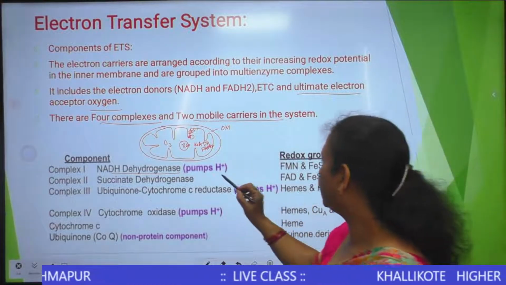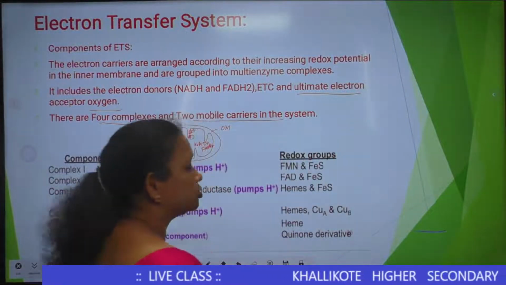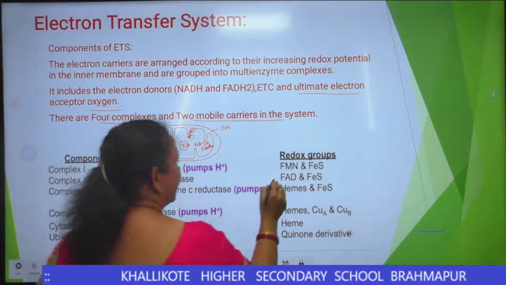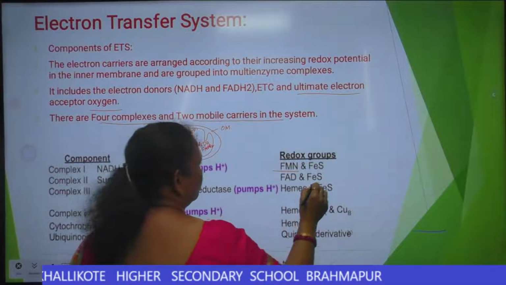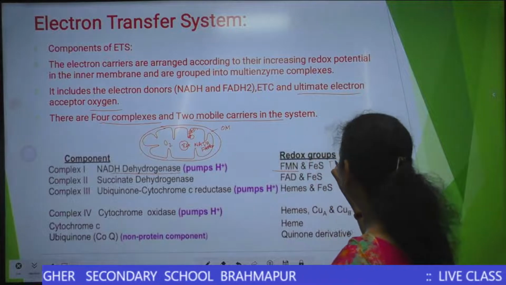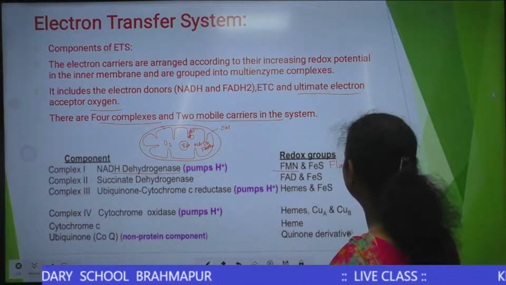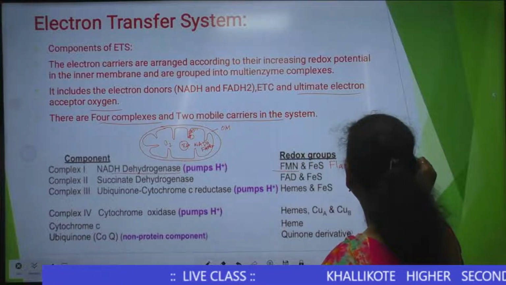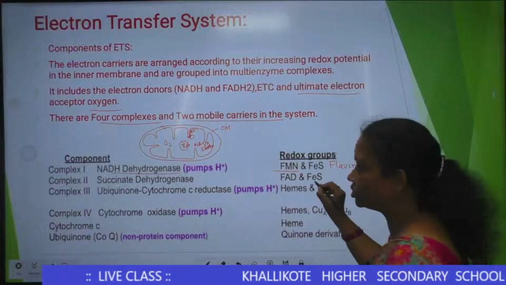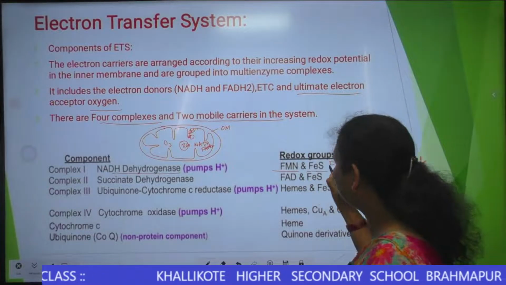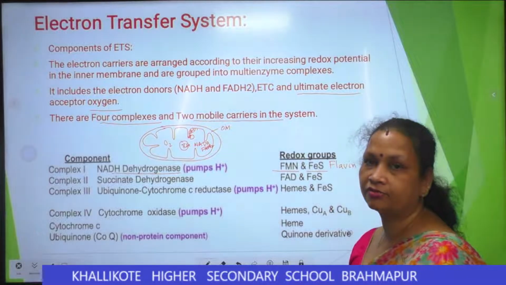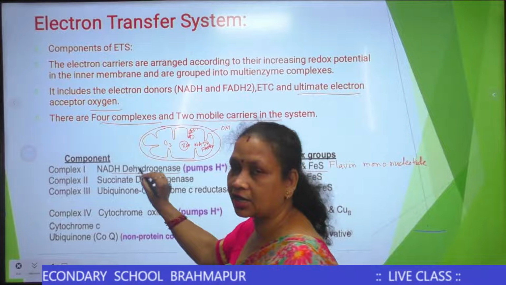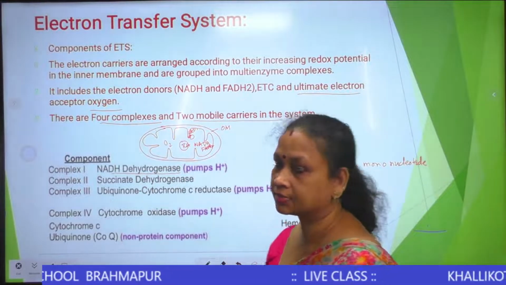So, this is NADH. The redox groups here, what is going to get reduced or oxidized, it has a molecule of flavin mononucleotide, and also it has iron sulfur components or iron sulfur centers. There are 6 iron sulfur centers in the NADH dehydrogenase complex.